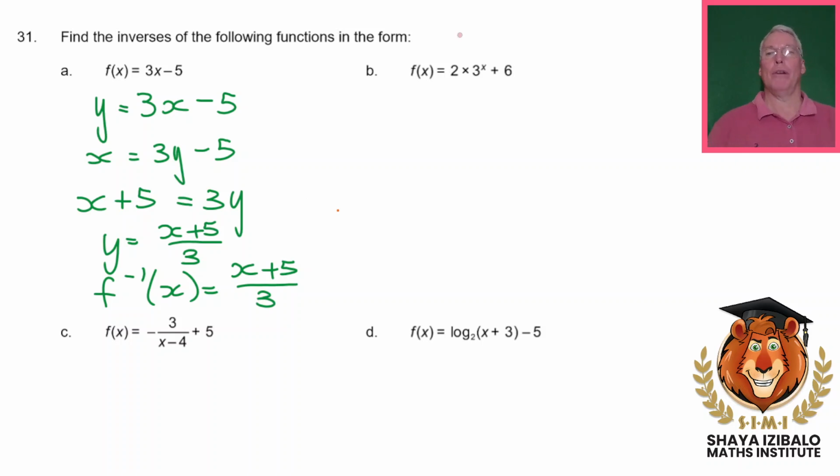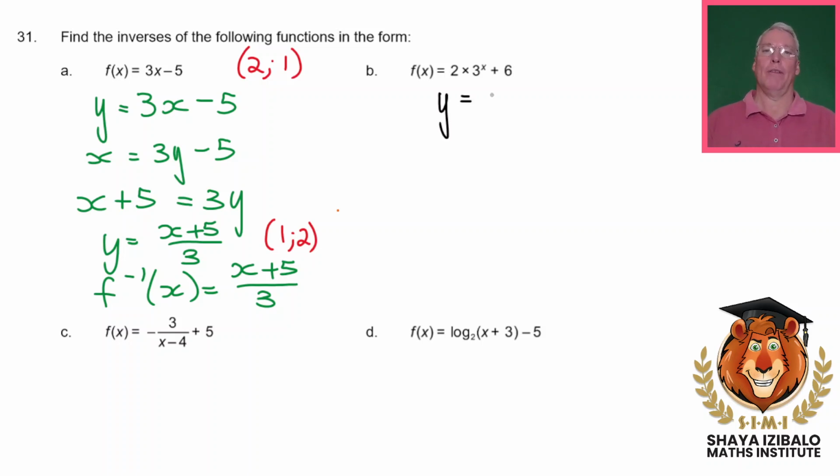Let's check if we put 2 in here. 3 lots of 2, 6 minus 5, we get 1 out. Let's check if we put 1 into this inverse. 1 plus 5 is 6. 6 over 3 is 2. Right, the next one's an exponential one, but the process is exactly the same.